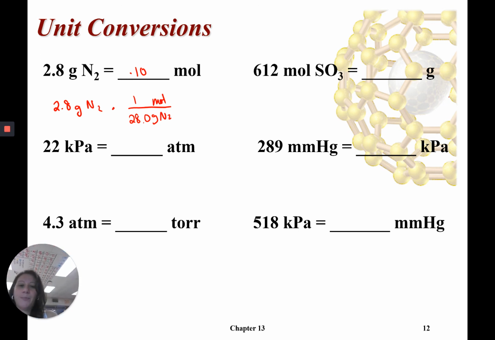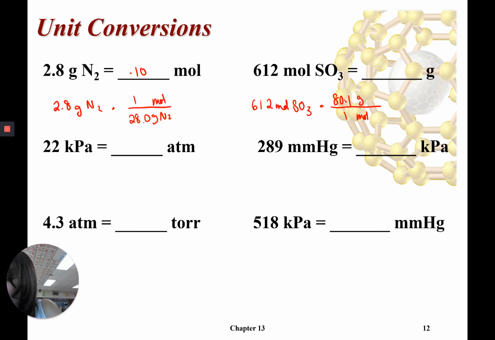0.10 moles. Going the other way around, 612 moles of SO3. Moles on the bottom, grams on top. 1 mole of SO3 is 80.1 grams. If you multiply 80.1 times 612, you get 49,000 grams. And we need 3 sig figs, so we'll put a bar on that 0.